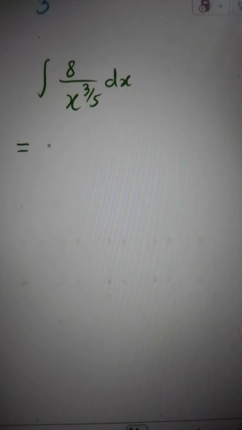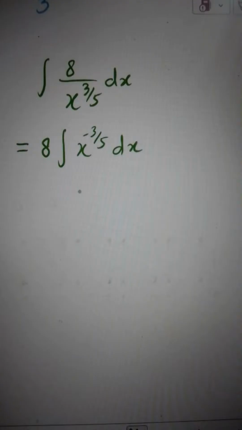8 can be brought outside the integration symbol, the operator. x power minus 3 by 5, it can be written as. So this becomes a simple algebraic function. The derivative of x, 1, can be considered as a product here. Writing 1 as a product makes no difference. So if we do this, then we are able to apply a rule.